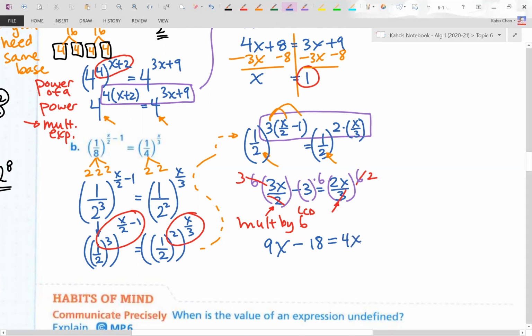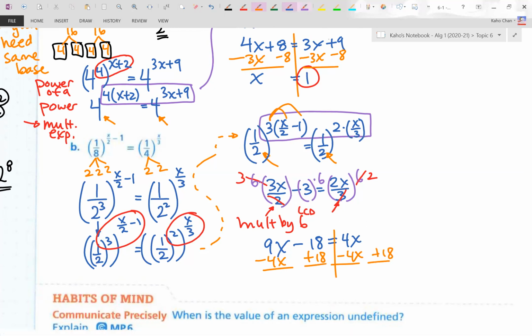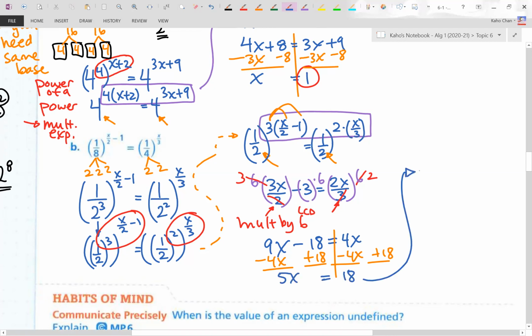All right, the rest is solving that. Subtract 4x from both sides. I'm going to add 18 to both sides, to save myself some time. 5x equals 18. And divide by 5 on both sides. Yeah, more fractions. And that's your answer.